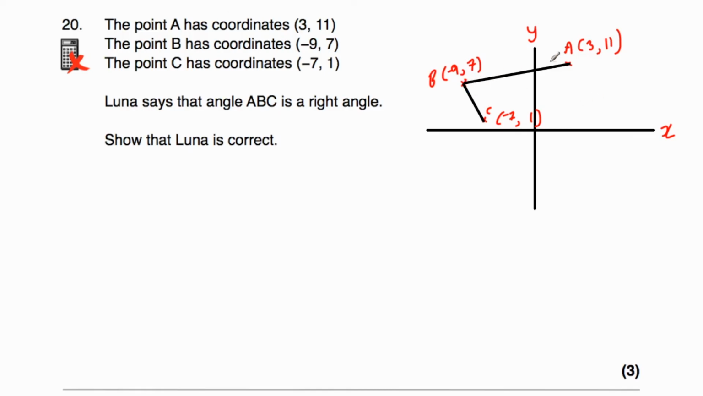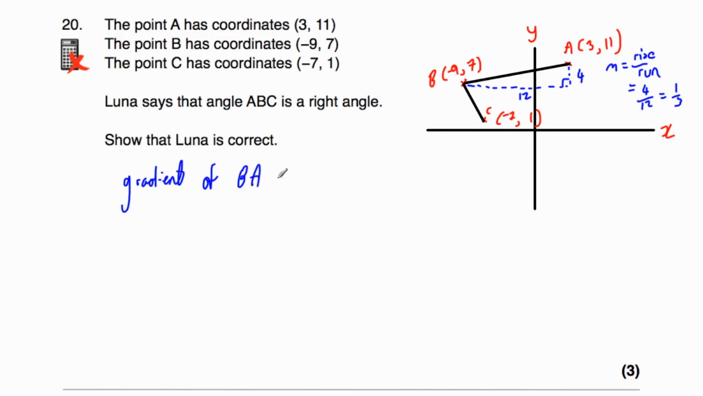So let's do our rise over run. So let's find the gradient of BA. So let's go across from B all the way across to where A is, and then we'll go up to A, and then that's a right angle triangle. Let's find our run. We're going from -9 across to 3, so it's got a run of 12. And in terms of the rise, we're going from a height of 7 up to a height of 11, so it's got a rise of 4. So we've got a triangle that's got a run of 12 and a rise of 4. So the gradient m is equal to rise over run. So that's going to be the rise, which is 4, over the run, which is 12. And 4 over 12, if we simplify it, would be 1/3. So the gradient of the line BA is equal to 1/3.